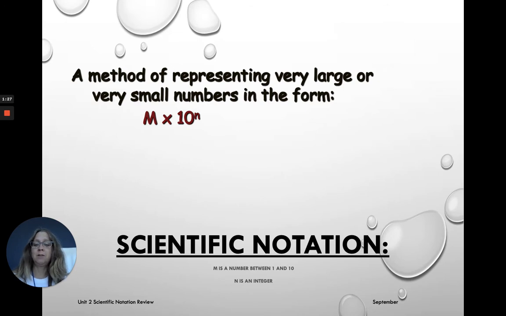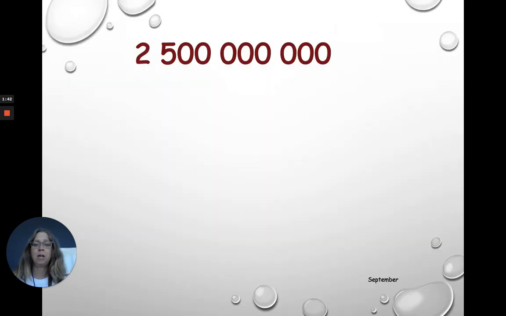So scientific notation is a method of representing very large or very small numbers in the form m times 10 to the nth. So m is always a number between 1 and 10, and n is always an integer, like 1, 2, 3, 4, 5, 6, 7, 8, 9, 10. So let's look at this particular problem. How would we represent this in scientific notation?